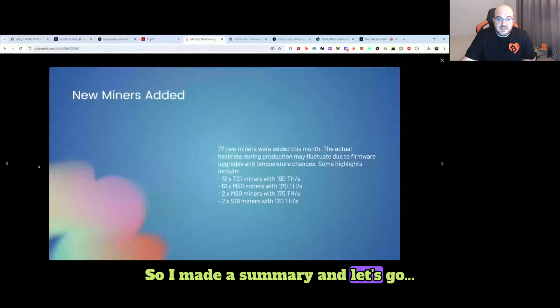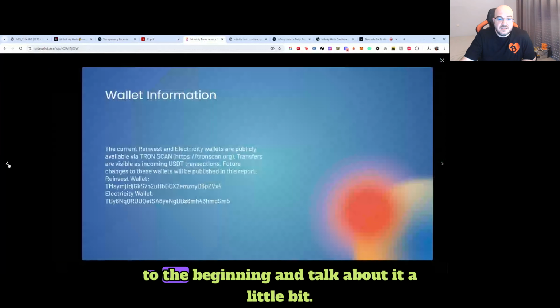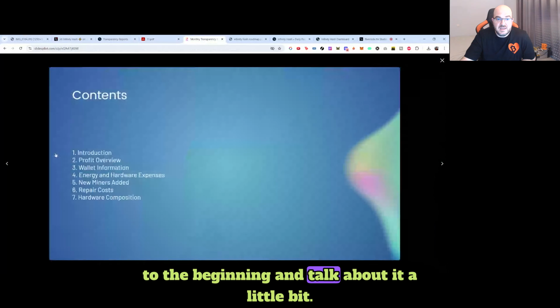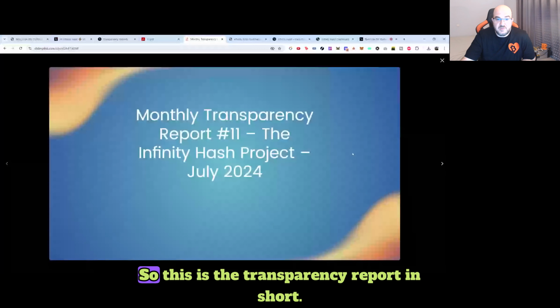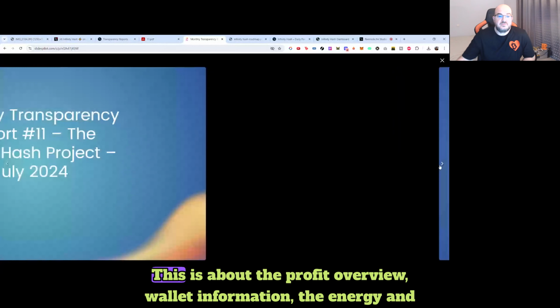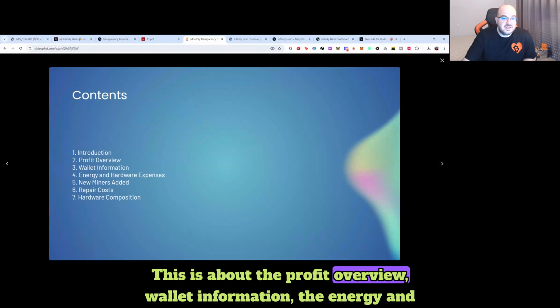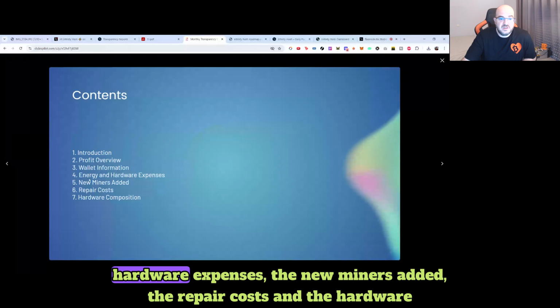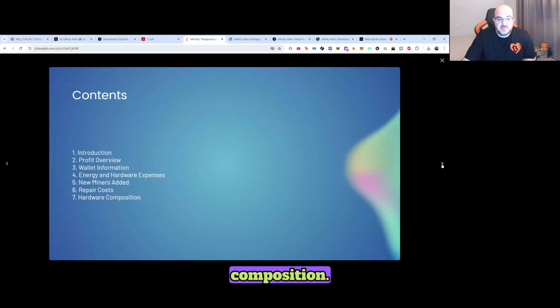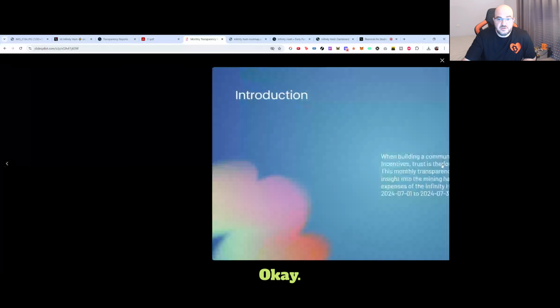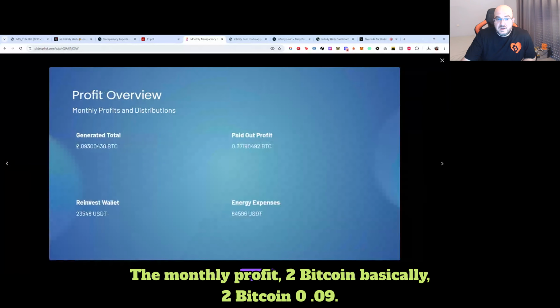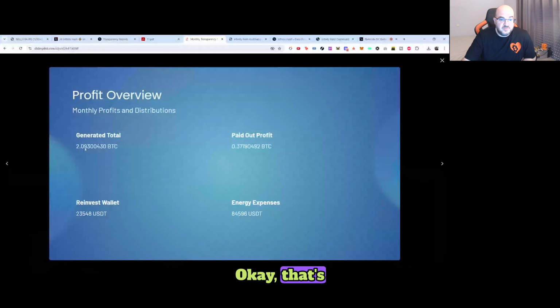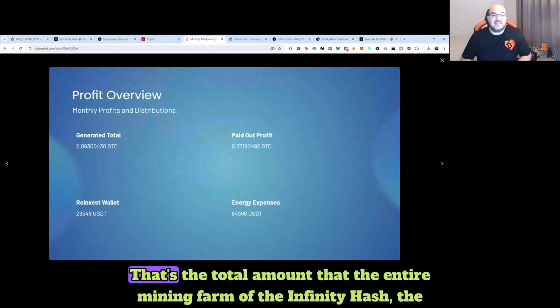So I made a summary, and let's go to the beginning and talk about it a little bit. So this is the transparency report. In short, this is about the profit overview, wallet information, the energy and hardware expenses, the new miners added, the repair costs, and the hardware composition. Okay. The monthly profit, 2 Bitcoin, basically, 2 Bitcoin 0.09. Okay, that's the generated total.